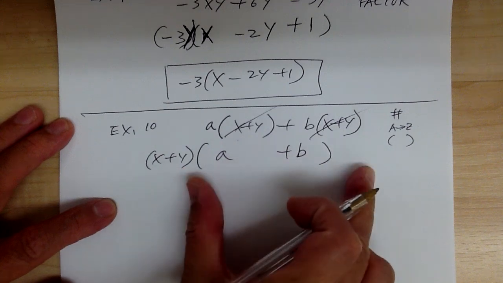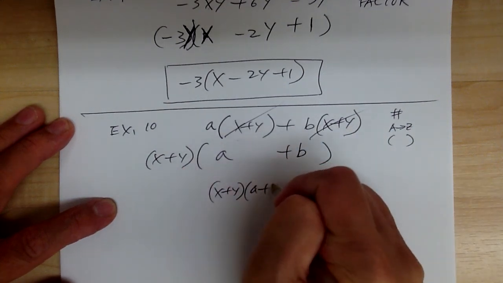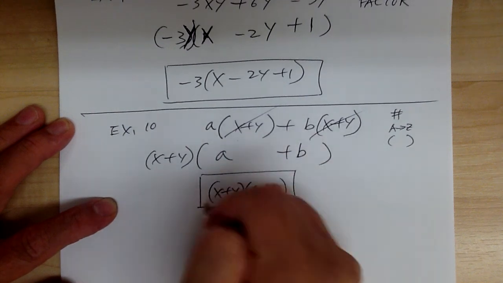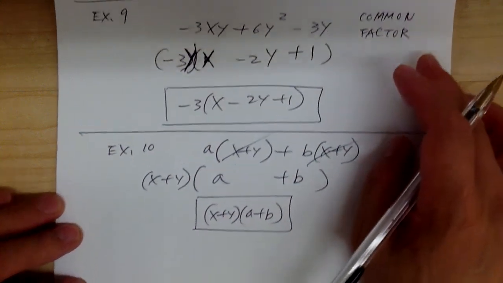Again, if you don't like it stretched out so much, you can rewrite it as x plus y, a plus b. You can rewrite it a little bit better. So again, what we're doing is called a common factor.